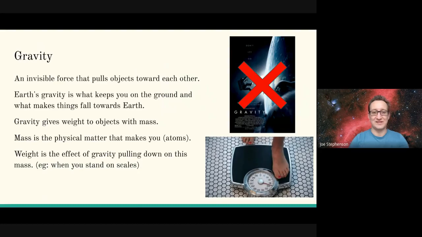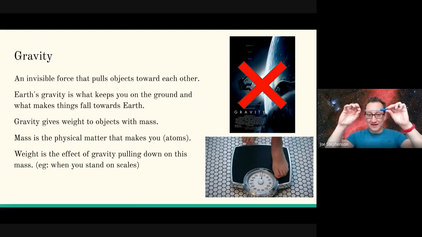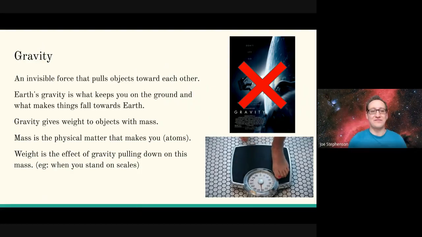What we mean is gravity is a force, an invisible force. You can't see gravity. We know it exists because if we take something like a pen and we drop it, it drops downwards every time. And we know that the Earth's gravity is what keeps us on the ground, and it makes things fall towards the Earth.